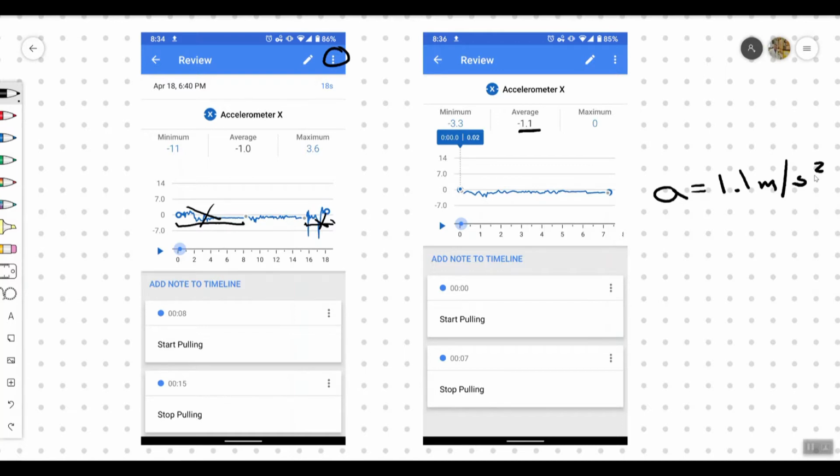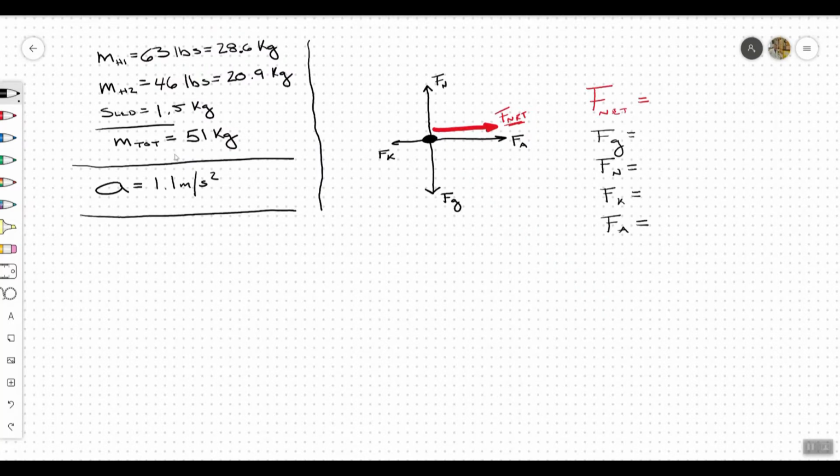So now that I have that, I can go in and start calculating my forces. Alright, now that we have our acceleration data from Google Science Journal, we can start working out the specific magnitude and directions of the forces. So net force is going to be the first one that we solve for.